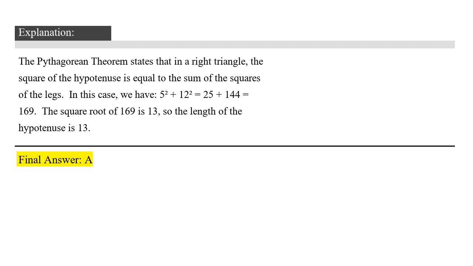The Pythagorean theorem states that in a right triangle, the square of the hypotenuse is equal to the sum of the squares of the legs. In this case, we have 5^2 + 12^2 equals 25 plus 144, which is equal to 169. The square root of 169 is 13, so the length of the hypotenuse is 13.